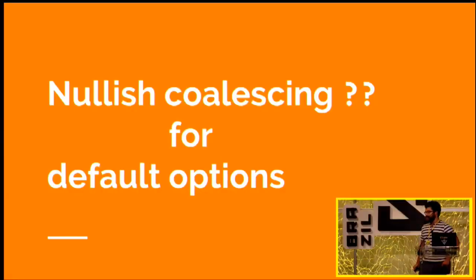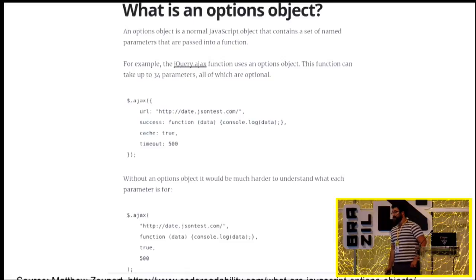The second operator is nullish coalescing, and this can be used for default options. When I say options, I mean in the sense of an options bag or an options object. This blog post by Matthew Zoiner explains really well that an options object can be used when you have a bunch of different named parameters that might be optional. It can be much more straightforward to pass them in as properties of an object rather than positional parameters.